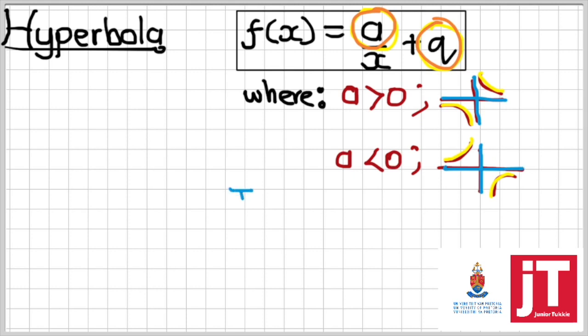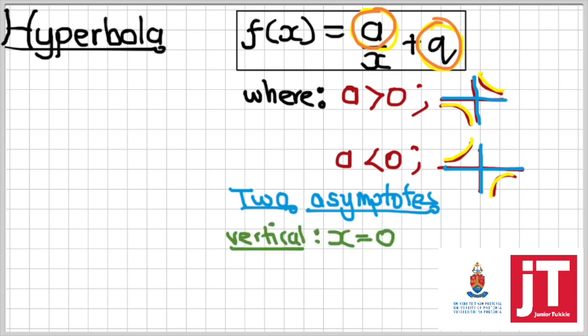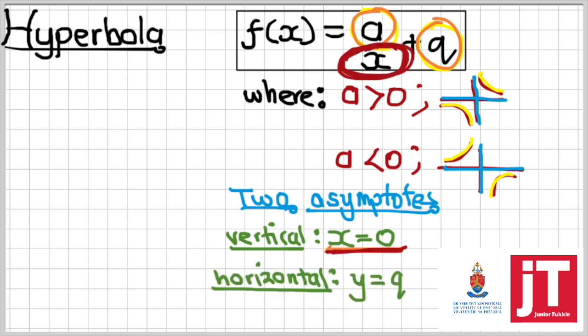An important feature that makes up a hyperbola is that it has two asymptotes, one of which is a vertical asymptote, which is given by x is equal to 0. The other asymptote is a horizontal asymptote given by y is equal to 0.